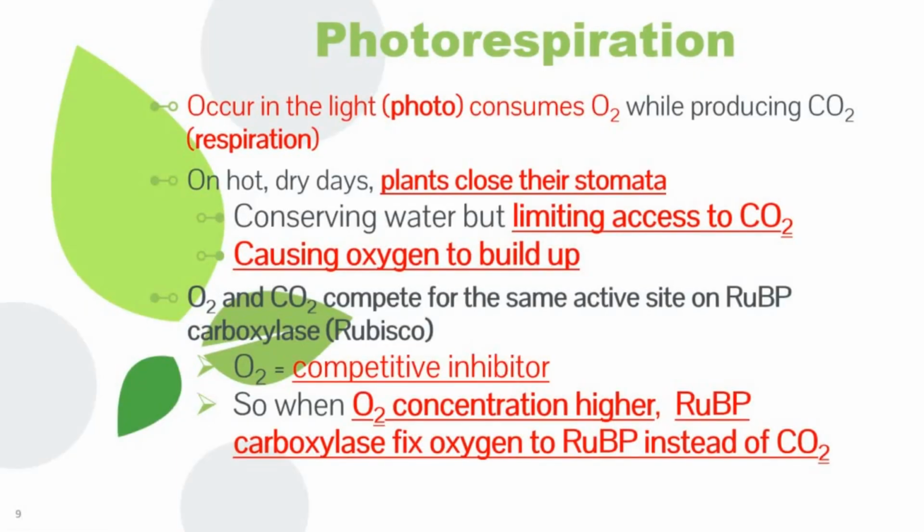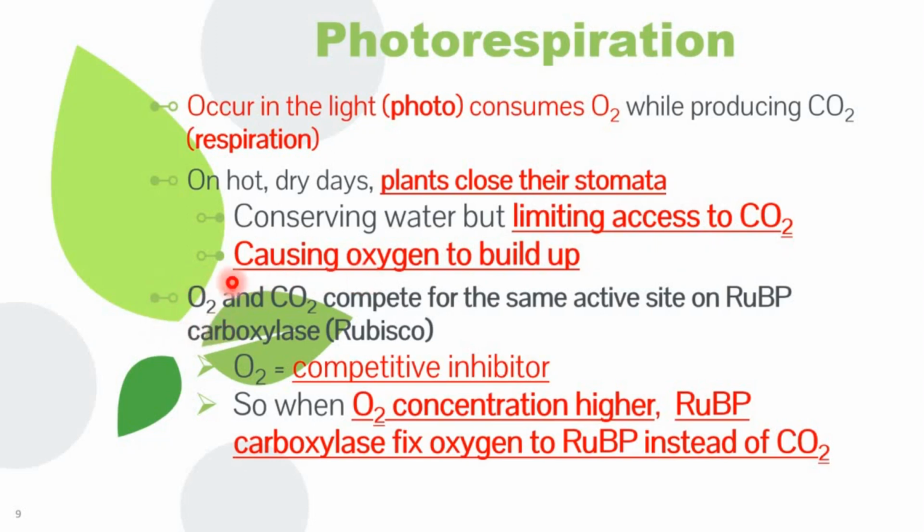Next is photorespiration. Photorespiration occurs in the presence of light, consuming oxygen while producing carbon dioxide through respiration. Photorespiration is opposite to the photosynthesis and also respiration process. It is actually a problem in many plants. During very hot and dry days, plants close their stomata to conserve water and minimize water loss, but this limits the diffusion of carbon dioxide into the plants. It causes oxygen to build up inside the plants.